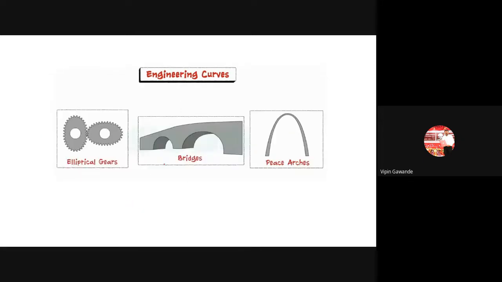For example, suppose this bridge image is given in the MCQ and they ask which type of curve this is. You can identify whether it is a parabola, hyperbola or ellipse. Generally it is an ellipse type. Whenever gear types are given, this is an elliptical shape. Now the arches, these are of the parabola type. So there are various applications, and from the applications you have to identify the type of curve.